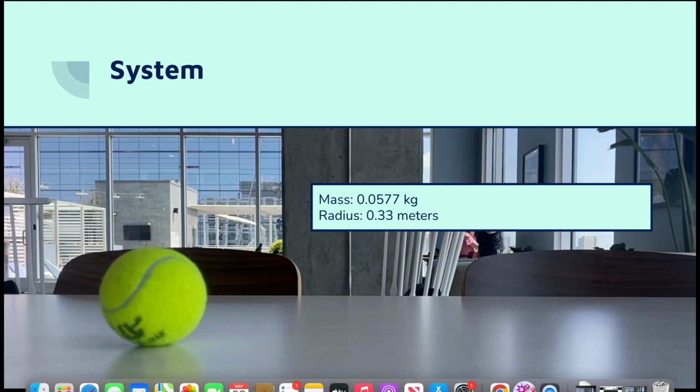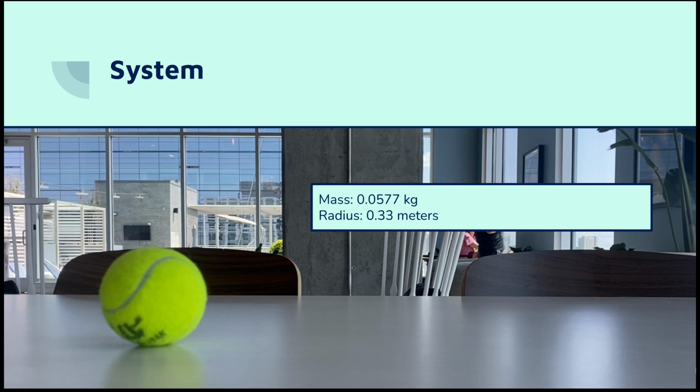The first thing I did for this lab was find the mass and the size of the tennis ball to use for Tracker and the code for the model. The tennis ball had a mass of 0.0577 kilograms, and the radius of the tennis ball is 0.33 meters.